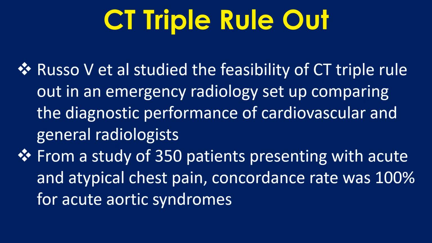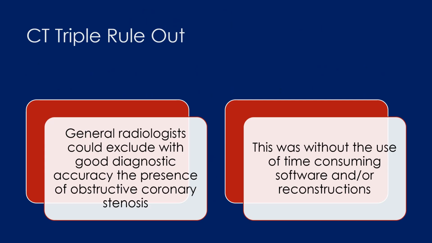Russo and colleagues studied the feasibility of CT triple rule-out in an emergency radiology setup, comparing the diagnostic performance of cardiovascular and general radiologists. From a study of 350 patients presenting with acute and atypical chest pain, concordance rate was 100% for acute aortic syndromes. General radiologists could exclude with good diagnostic accuracy the presence of obstructive coronary stenosis. This was without the use of time-consuming software and or reconstructions.